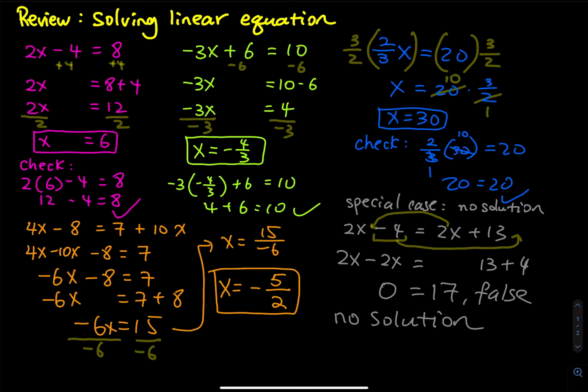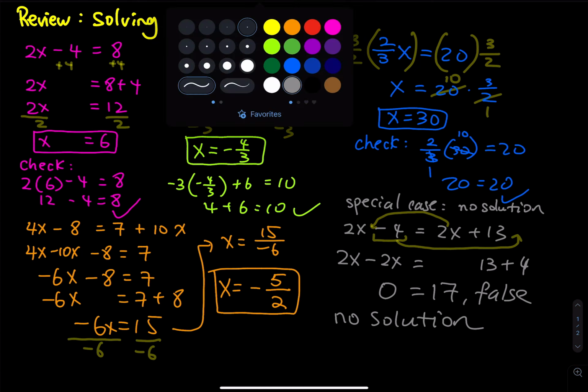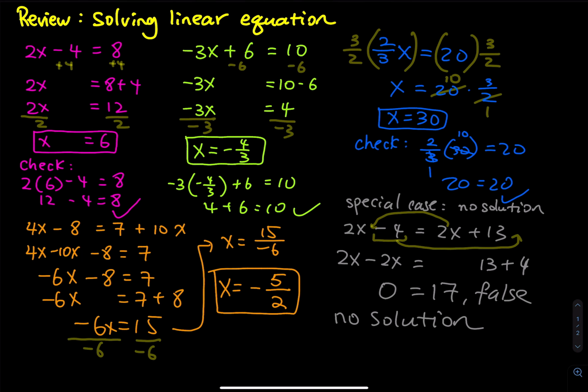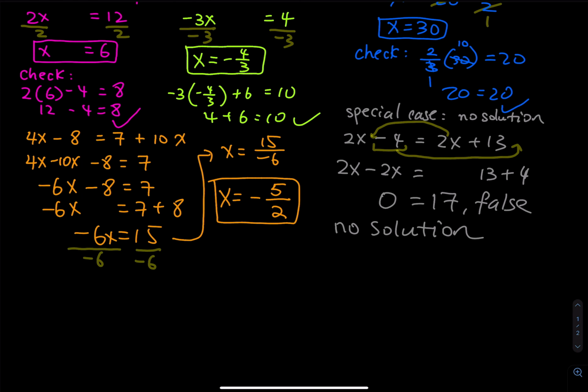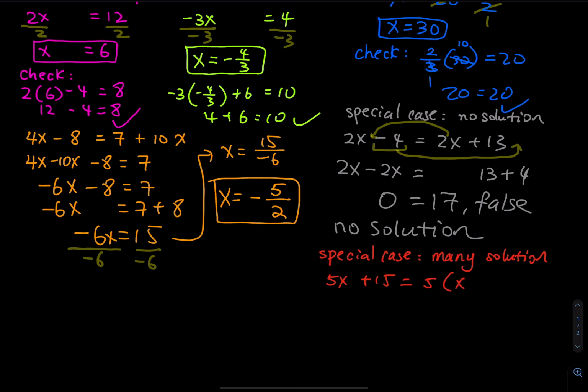What is the other situation? The other situation is another special case. That case is many solutions. So let's demonstrate that. So this is another special case. This case is many solutions. Let's say I have 5x plus 15 equals 5 times x plus 3.